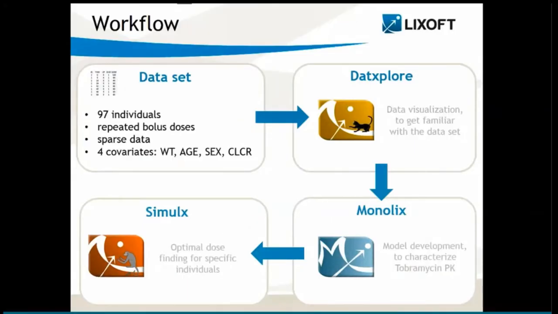Here we have in total 97 individuals. We have repeated bolus doses. The data is pretty sparse and we have 4 covariates. Looking at the data in the table format was not very informative. This is why I propose to next visualize the data using DATExplore.